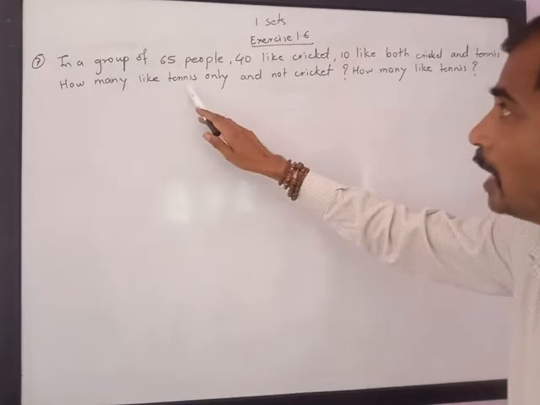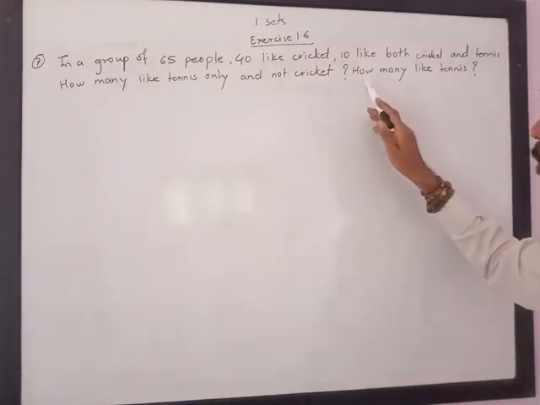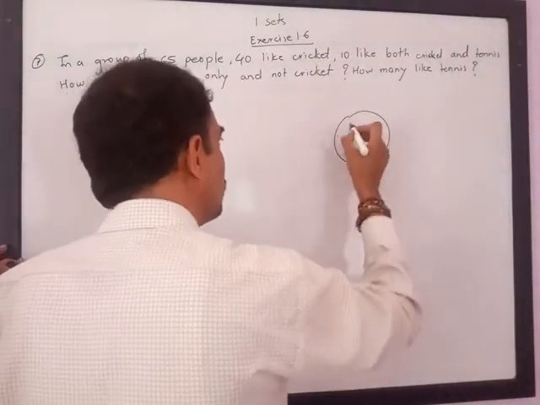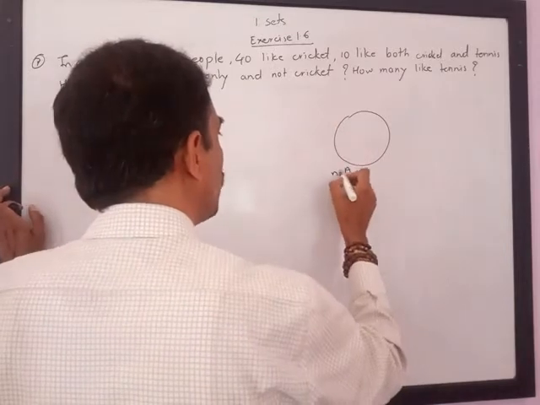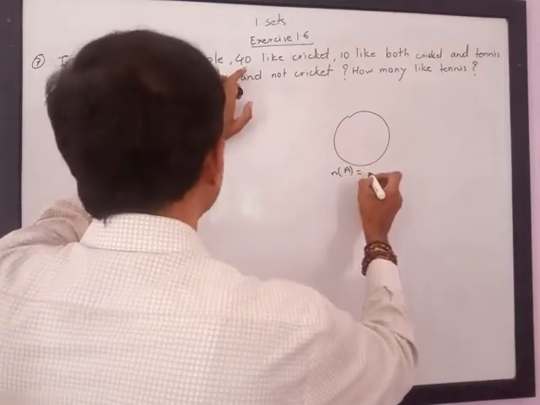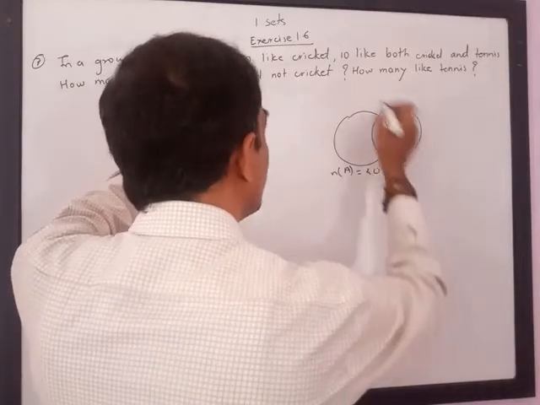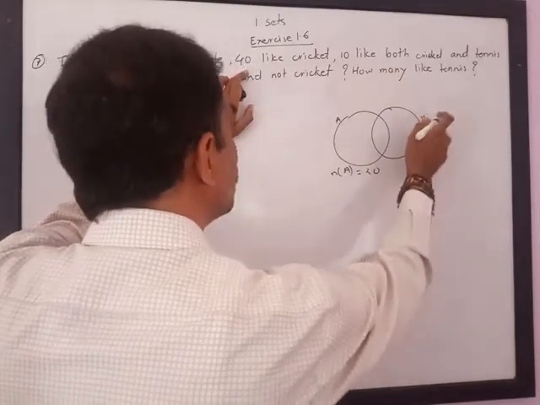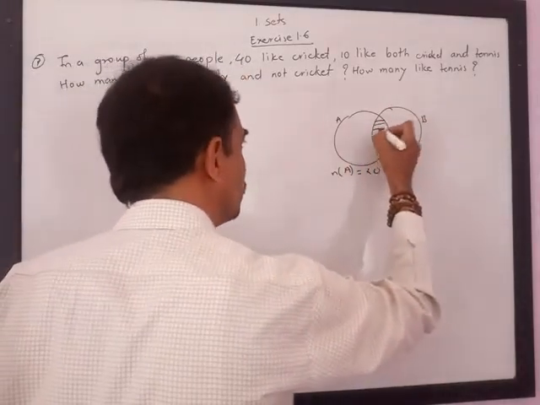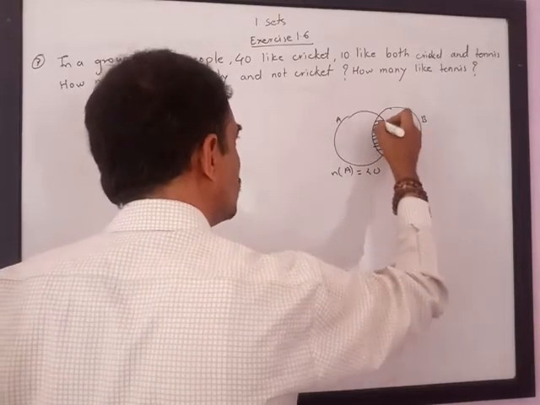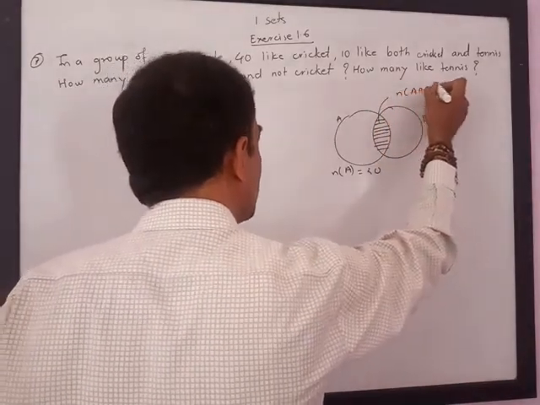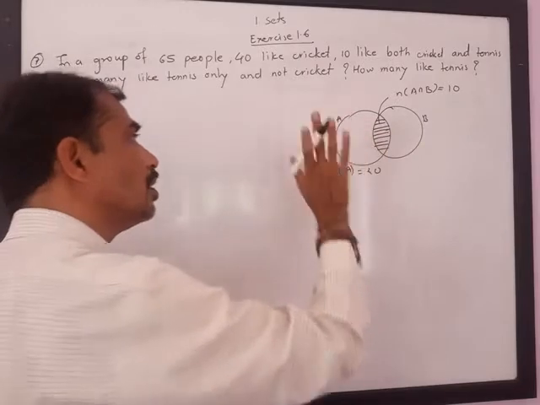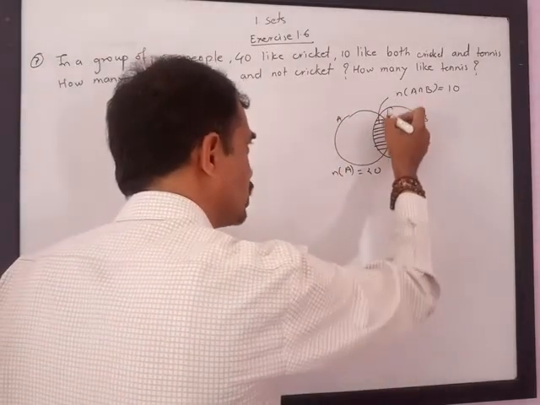How many people like tennis only and not cricket? And the second question is how many people like tennis? So try to understand the question. If A is the set of the people who like to play cricket, then the number of elements liking cricket is 40. The number of people who play tennis is in the B set, which is what is asked of us. Then we are given the common part, which like both. So the number of elements in A intersection B is given to us as 10, and we are asked how many people like only tennis, not cricket. It means this portion is asked of us.